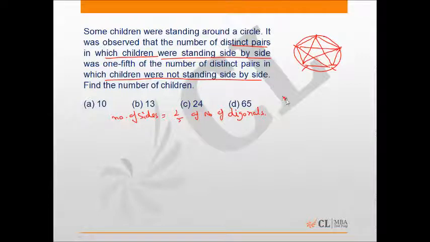If there are n sides in a polygon, we know that the number of diagonals is nC2 minus n, or it can also be written as n into n minus 3 by 2, and the number of sides n is equal to 1 by 5 of the number of diagonals, that is n into n minus 3 by 2. So you just solve this, you'll get the value of n equal to 13. Option B.